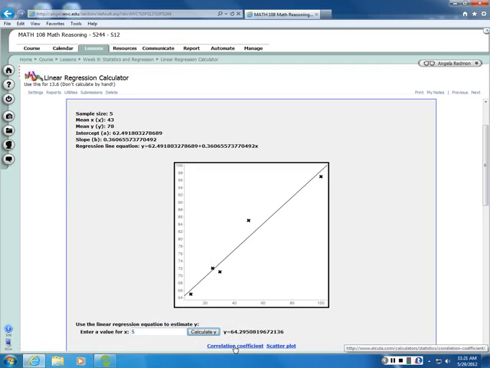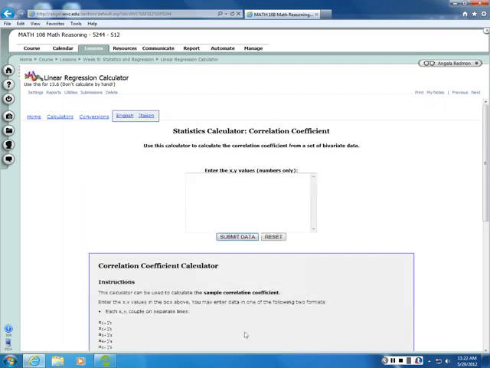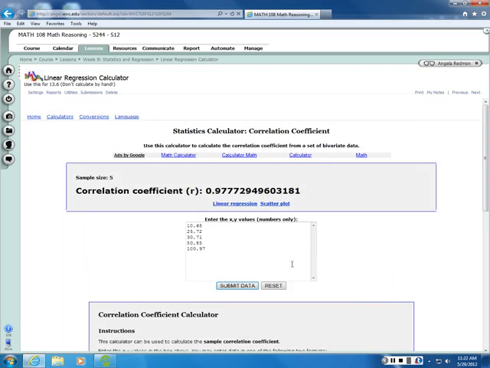But I really want that correlation coefficient. I want to know if this is close enough to 1 to say that I have a strong positive correlation. So I'm going to click on correlation coefficient. It's going to think for a minute. There it goes. Please wait. There's the correlation coefficient. Nice. So my correlation coefficient is about 0.978. I would say that's pretty clearly a strong, positive, linear correlation. Let's do one more.